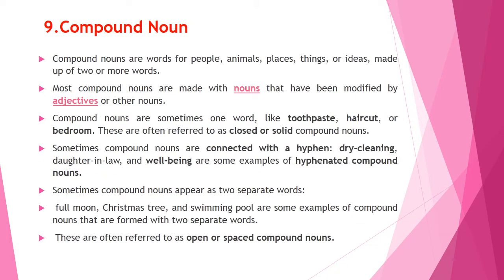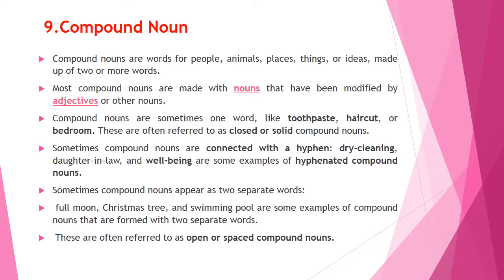Connected with a hyphen. For example, dry cleaning, daughter-in-law and well-being are some examples of hyphenated compound nouns. Sometimes compound nouns appear as 2 separate words. For example, full moon, Christmas tree and swimming pool are some examples of compound nouns that are formed with 2 separate words. They are often referred to as open or spaced compound nouns, because there is certain space in between the two words.